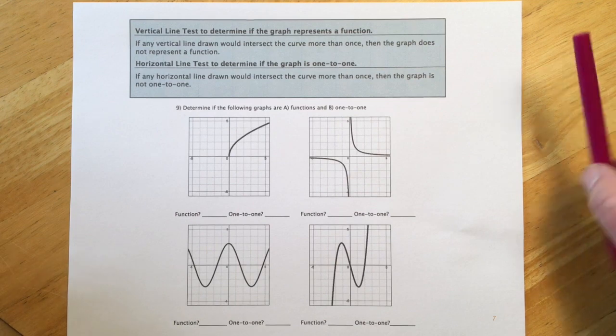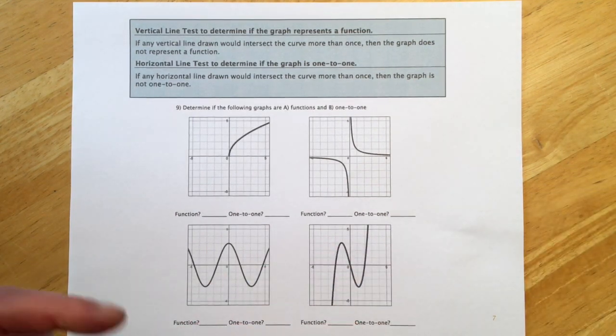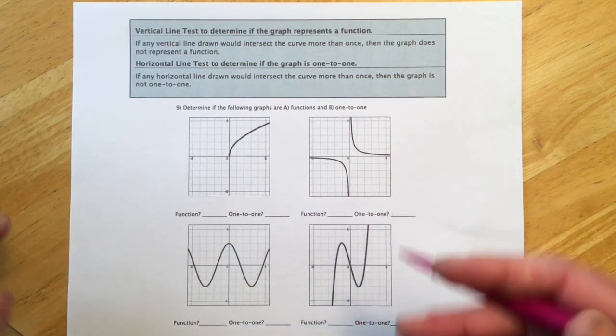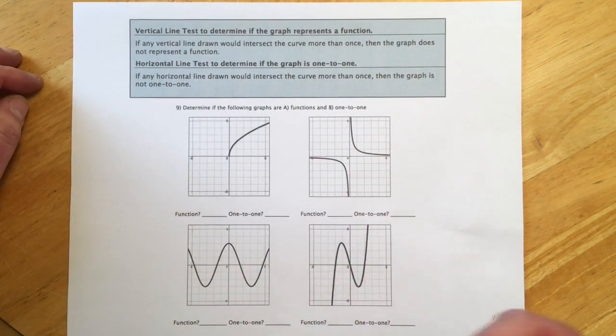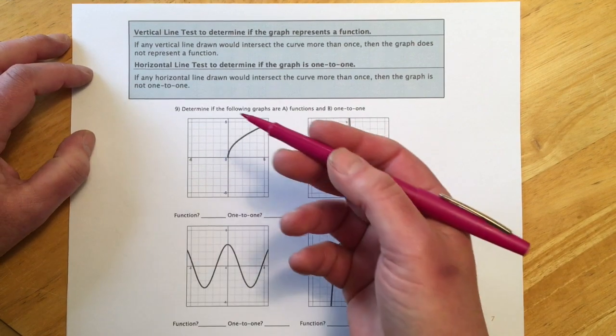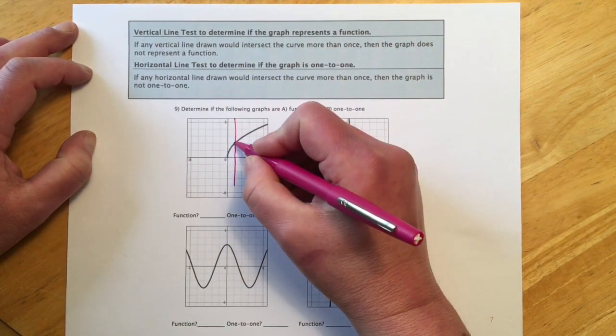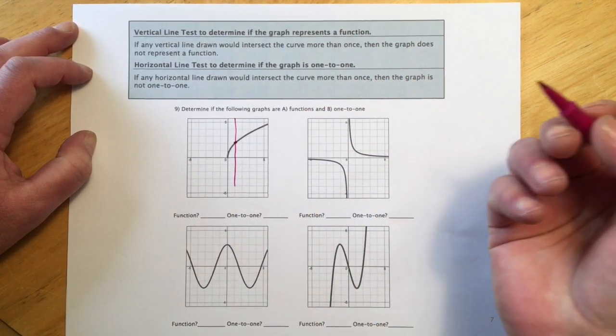Okay, and the last thing we're looking at in this section is vertical and horizontal line tests with graphs to determine whether or not the graph represents a function and whether or not the function is one-to-one. So for a vertical line test, it basically says that if I draw a vertical line and I can only hit the graph once, that's going to make it a function.